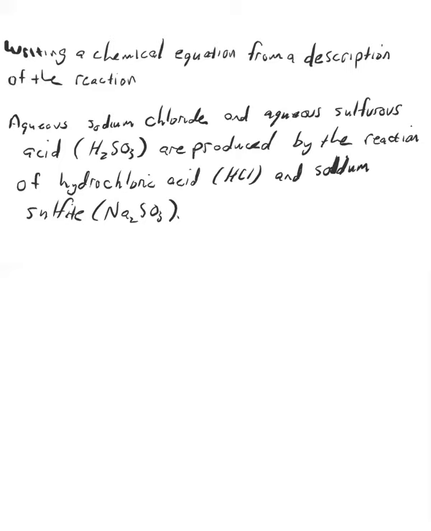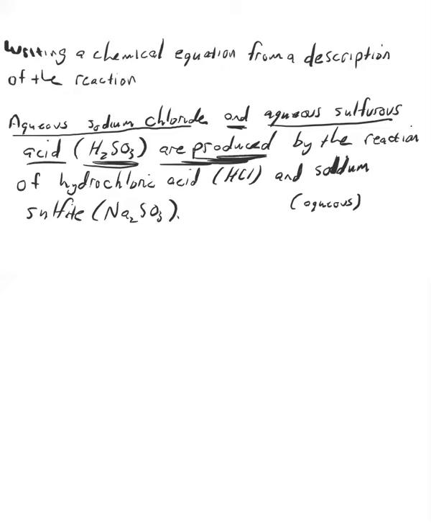So everything's aqueous. I'm just going to put in here, everything's aqueous. I left it out in some of them, but everything in there is aqueous. Okay. So aqueous sodium chloride and, so remember, and is plus. So in a chemical equation, and is plus. So aqueous sodium chloride and aqueous sulfurous acid, which is H2SO3, are produced. So that means those are the products.